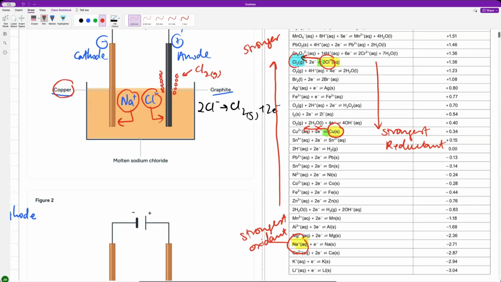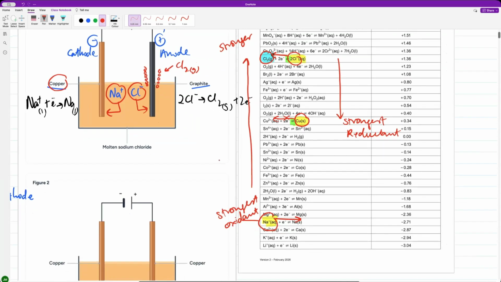But this chlorine gas, it's bubbled away, and it's not going to the cathode. So it cannot be reduced at the cathode. That means that the only available oxidant is the sodium ion. And so that will undergo reduction. Na⁺ plus electron gives you Na. Okay, and so that is our reduction reaction.